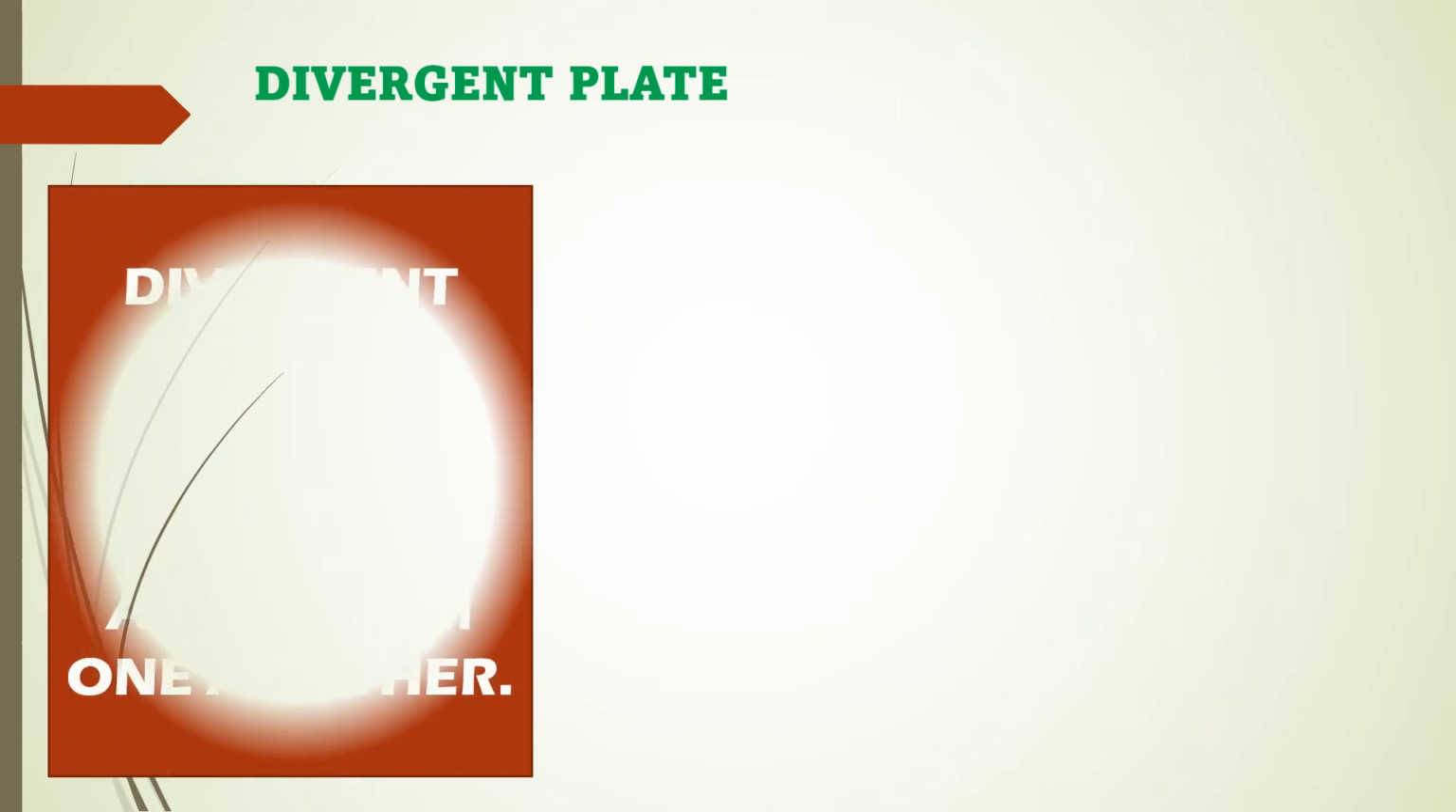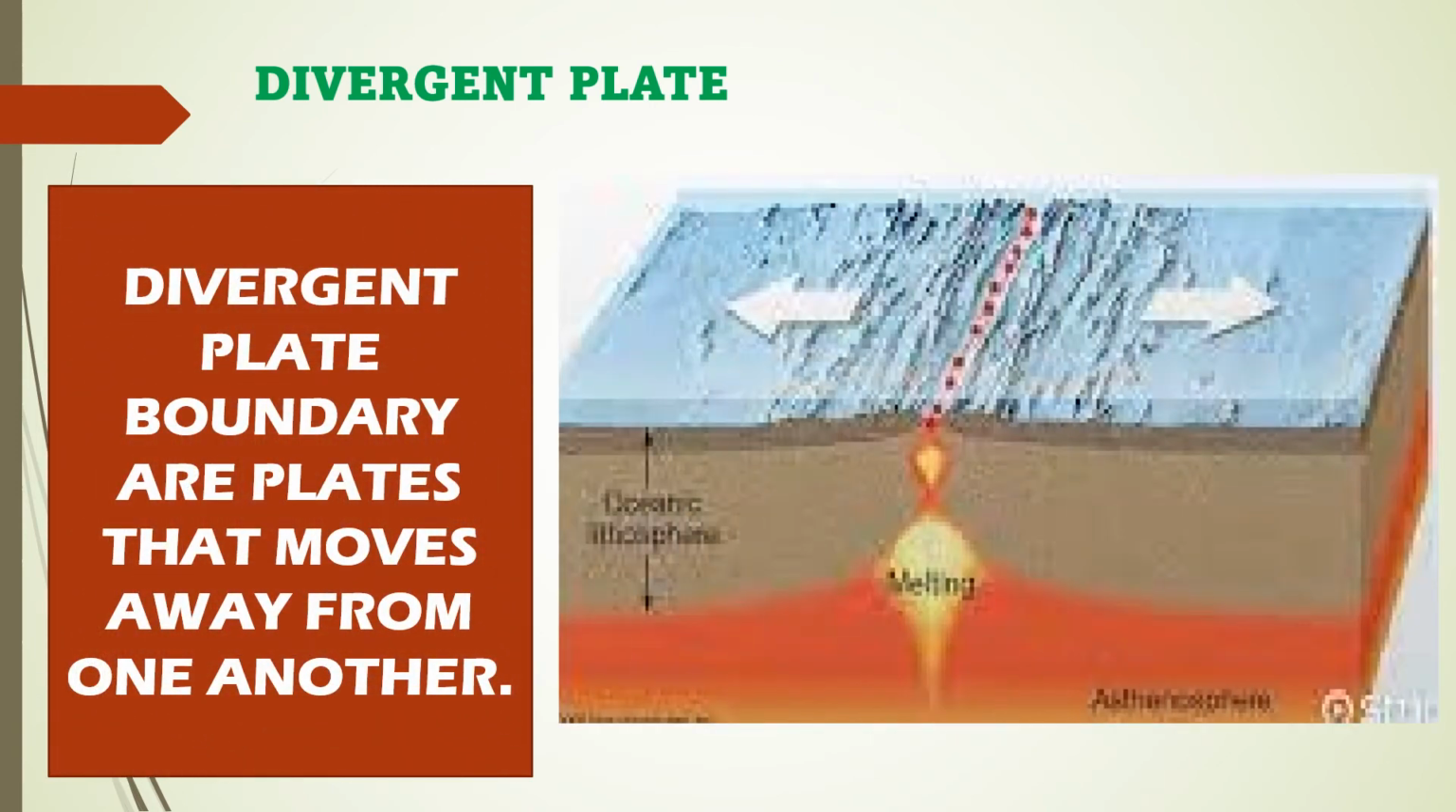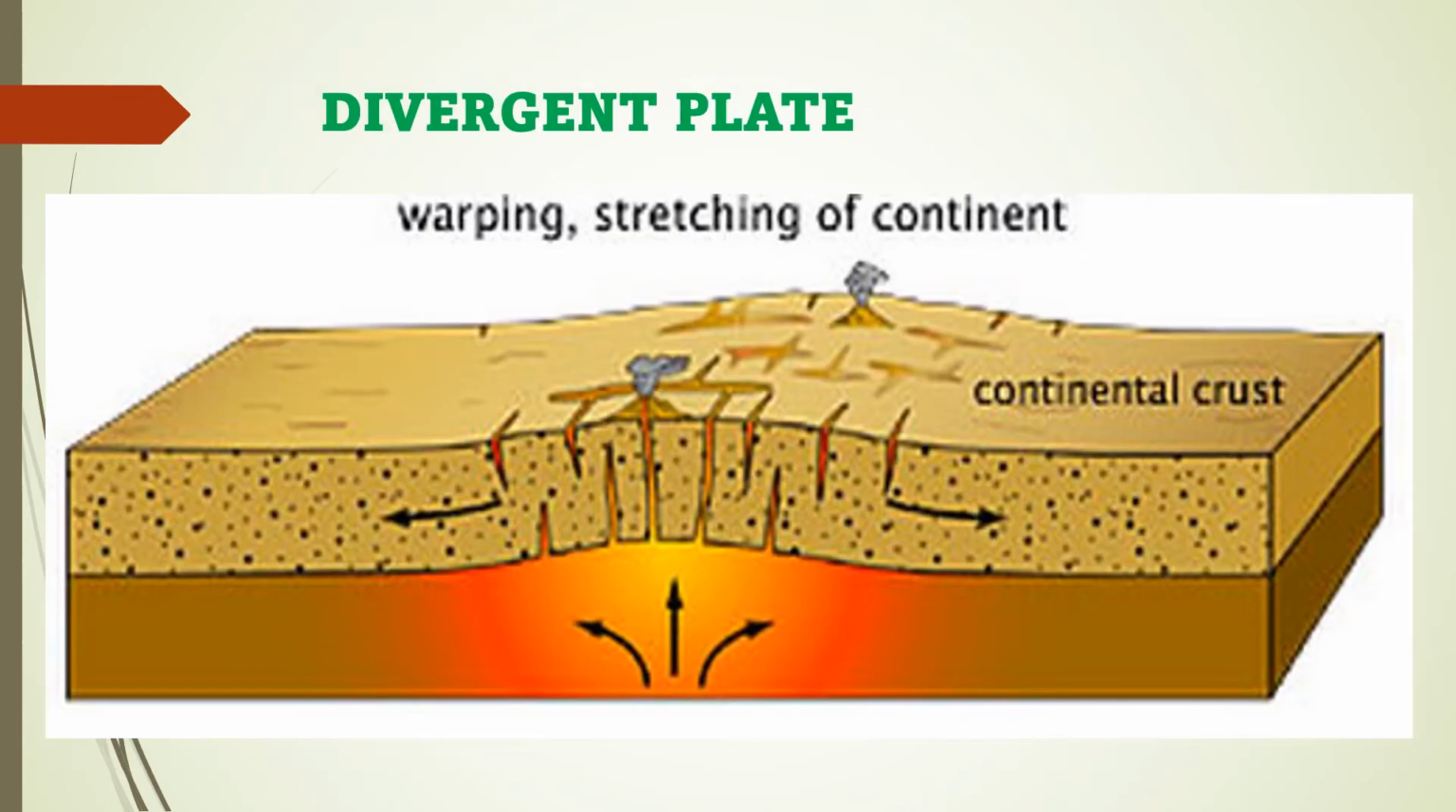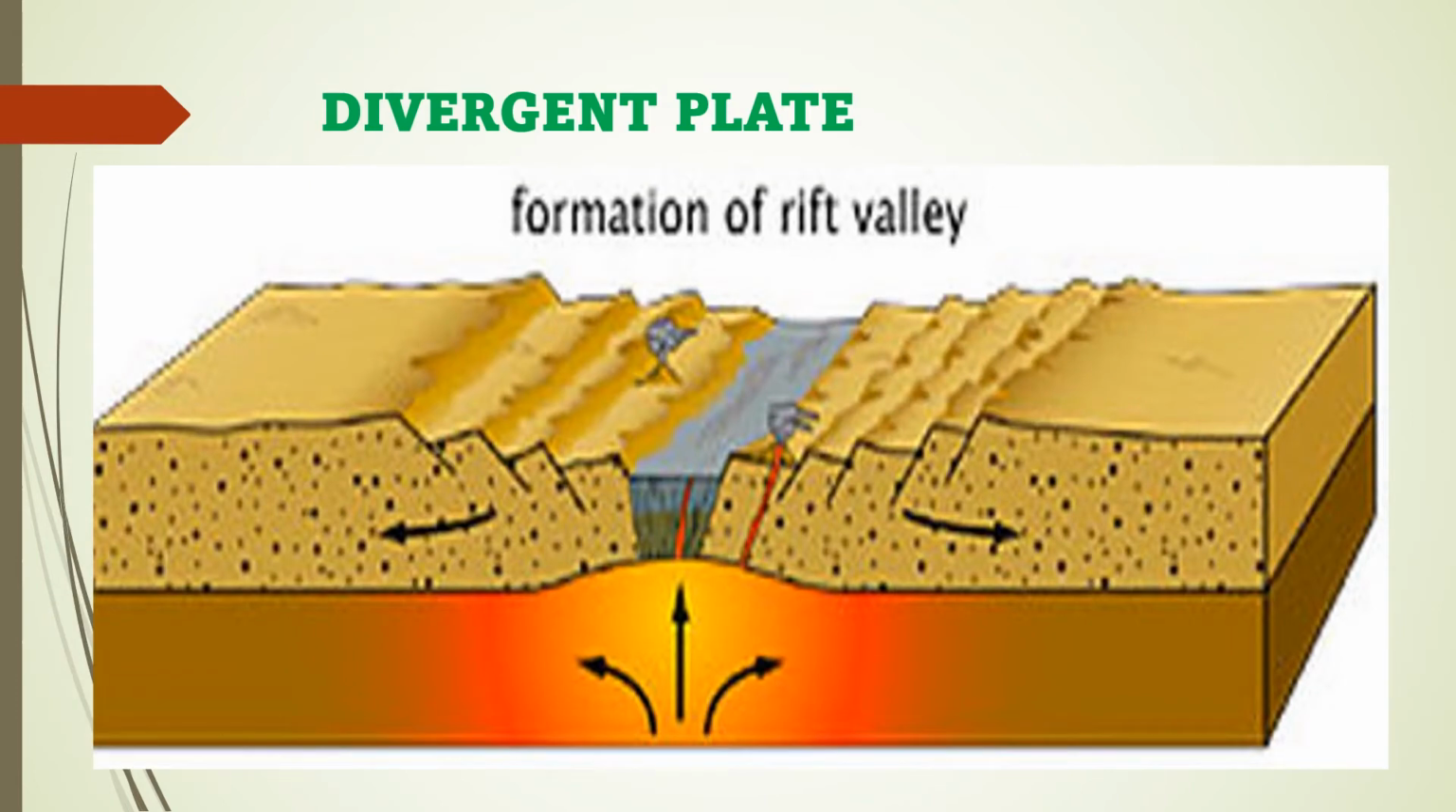The next type of plate boundary is divergent plate. Divergent plate boundary are plates that moves away from one another. As the plate moves away from each other, the crust breaks into several segments. The breaking leads to the formation of the down-faulted valleys called rift valleys. It is also associated with the rising of hot materials from the mantle.